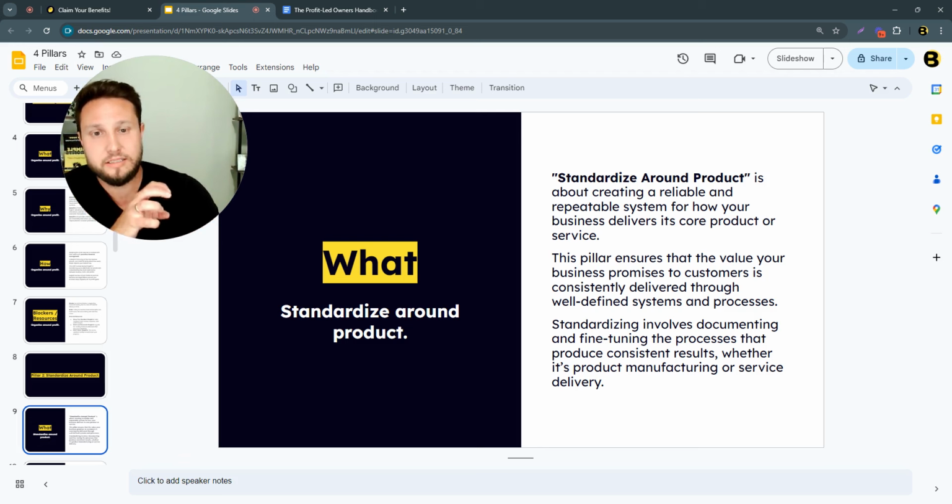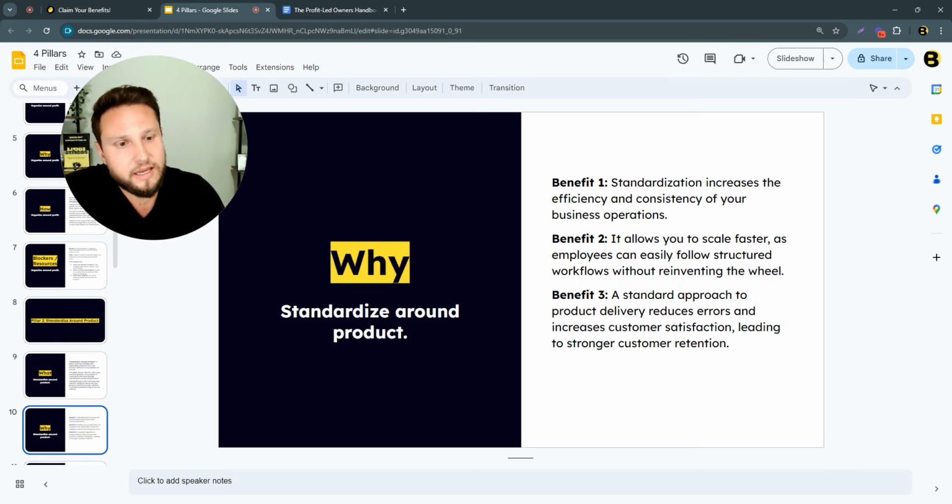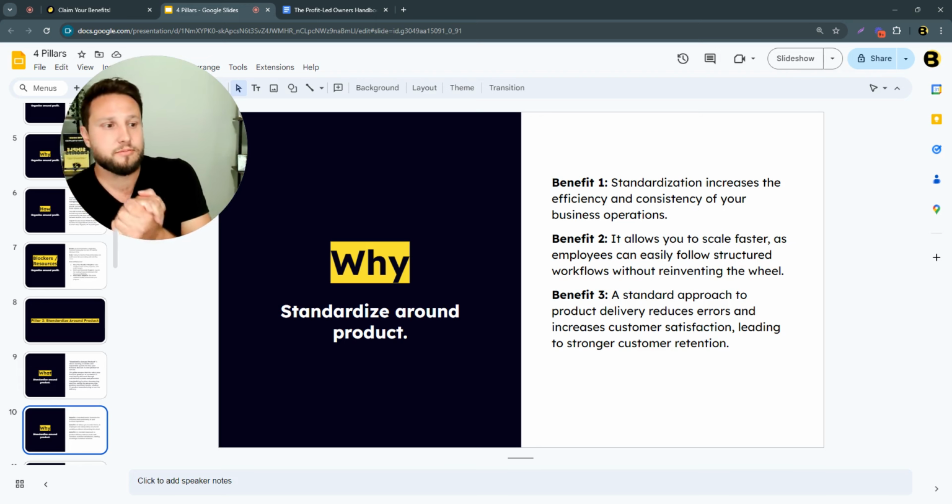So when we're talking about standardizing around product, it's heavily consistent around process, and sometimes folks will get confused between, are we standardizing around product or are we simplifying around process? Standardizing around product is quite literally the foundational approach to be able to simplify around process, because there's a set amount of inputs that go into your ability to build and deliver your product, right? So ultimately, at the end of the day, standardizing around product increases the efficiency, and it's going to increase the consistency of your business operations, of what you're selling and delivering to your customers.